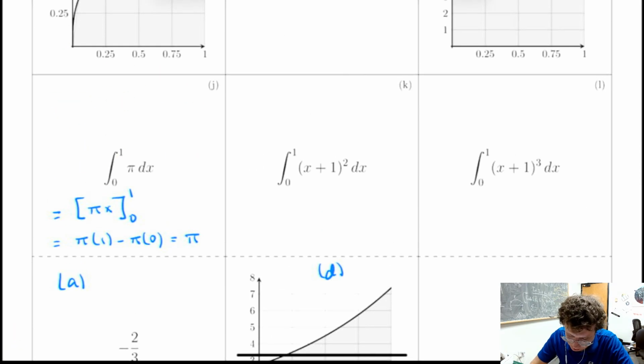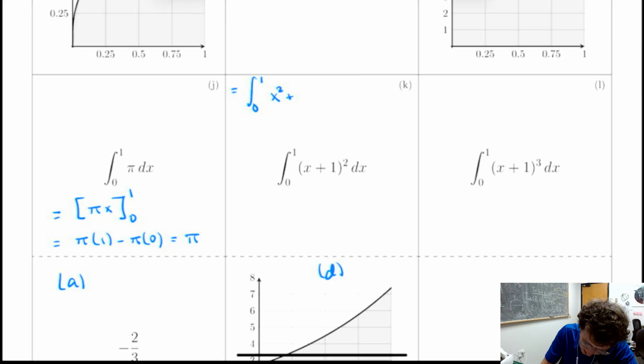Integral of x plus 1 squared. Okay. By now, hopefully you have an idea of how to go about this. Before I try to find an antiderivative, I'm simply going to expand this out. X squared plus 2x plus 1.